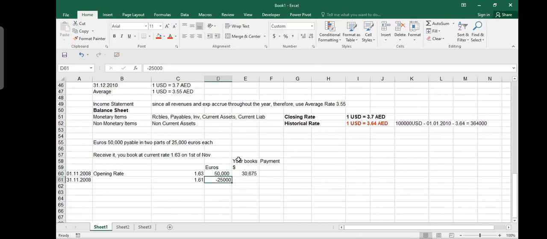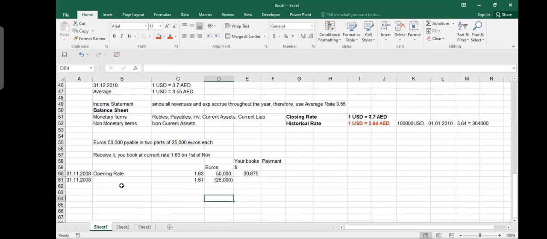I'll remove these numbers. I have a liability of 50,000 euros, which when I received the invoice, I converted at 1.63. It made 30,675. Then after 1 month, I have to pay in euros, and I say that 25,000 euros I have to pay. So how much do I have to pay? It will be based on this rate. So 25,000 euros divided by 1.61. This is what I'm actually paying, right?